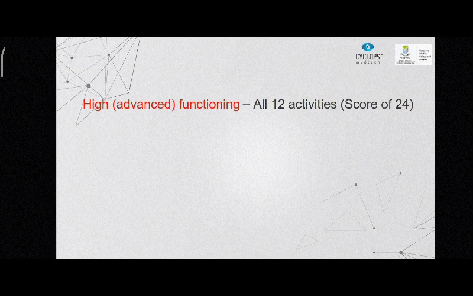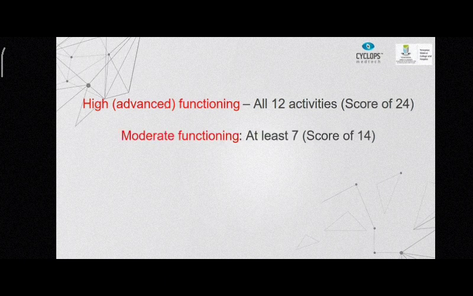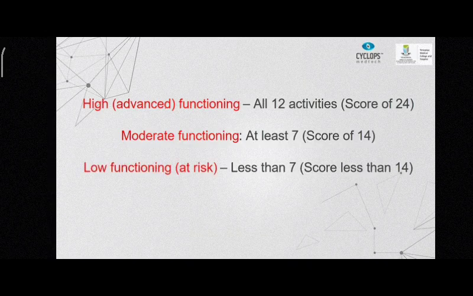So if the patient is able to do all these 12 activities and the score is 24, then the patient is a high functioning or normal patient. If he is able to do only 7 of those things, a score of 14, then the patient is moderately functioning. And third, if he is not able to do 7 things or the score is less than 14, then the patient is at risk of fall. So this is a very easy test which you can do.